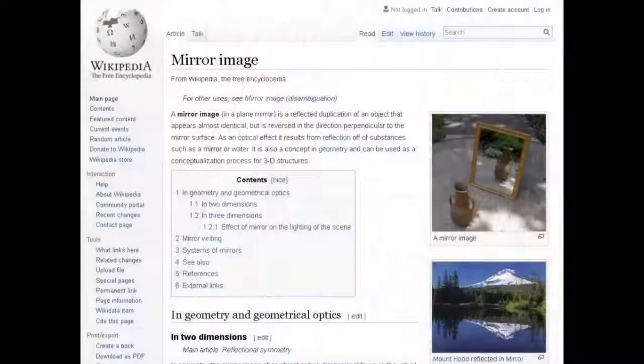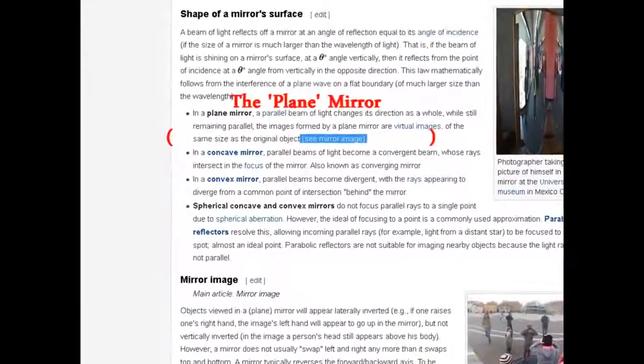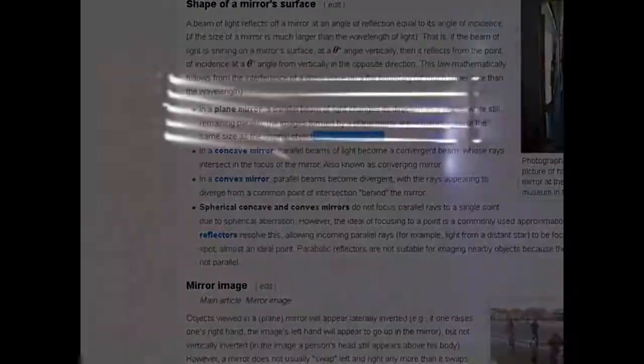A mirror image in a plane mirror is a reflected duplication of an object that appears almost identical, but is reversed in the direction perpendicular to the mirror's surface. As an optical effect, it results from reflection off of substances such as a mirror or water.